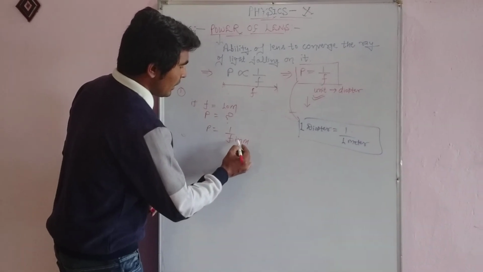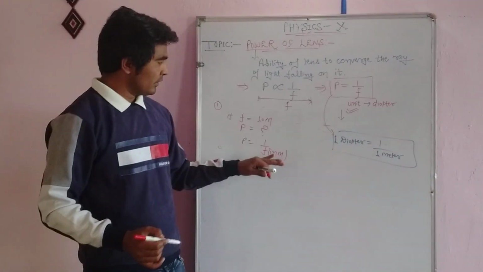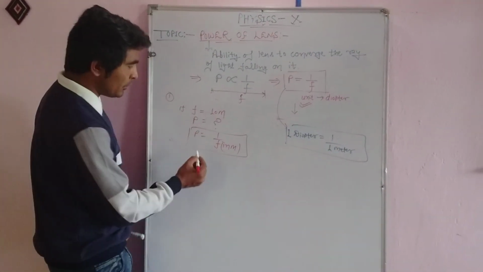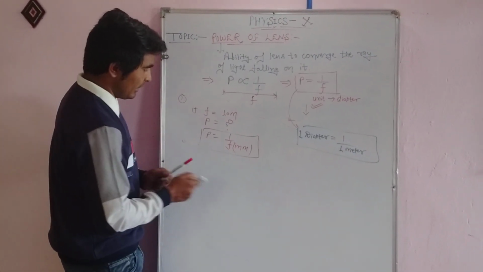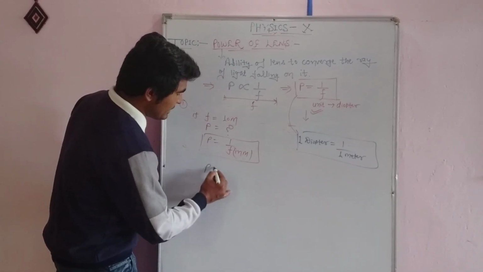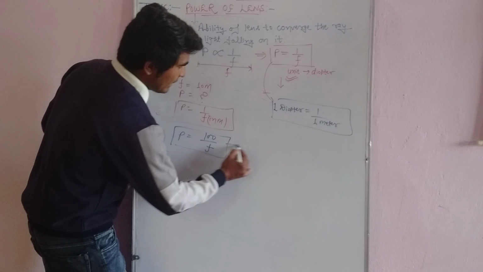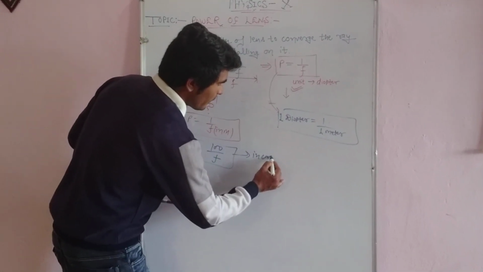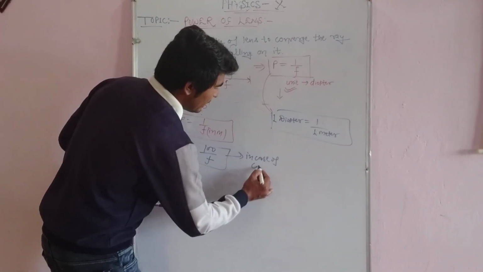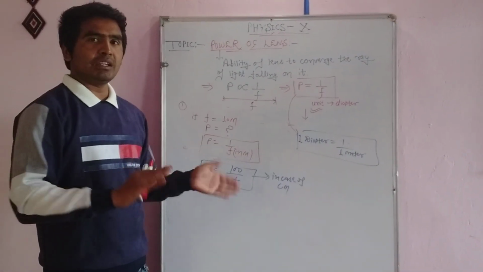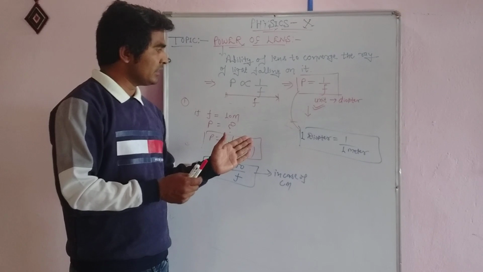If the value is in meter, then power is this. And in the case of centimeter, you can write in the place of centimeter. In centimeter, P is equal to 100 upon F. Dear students, we can calculate the power of both lenses, convex and concave.